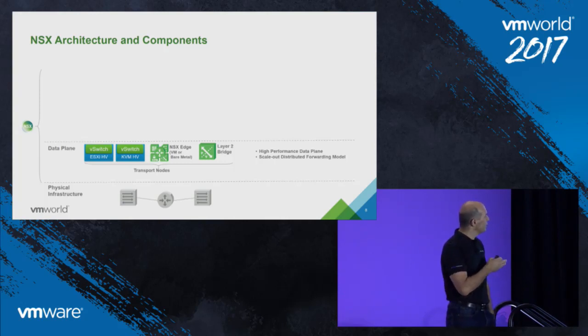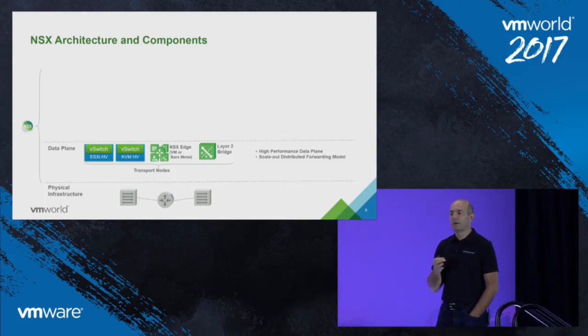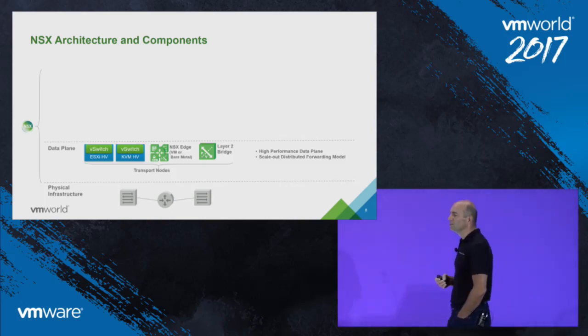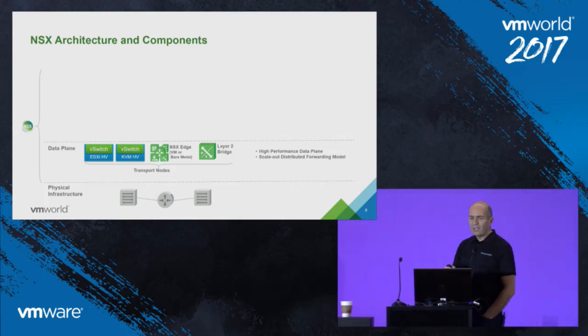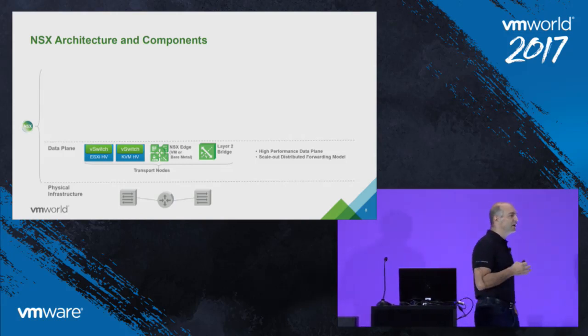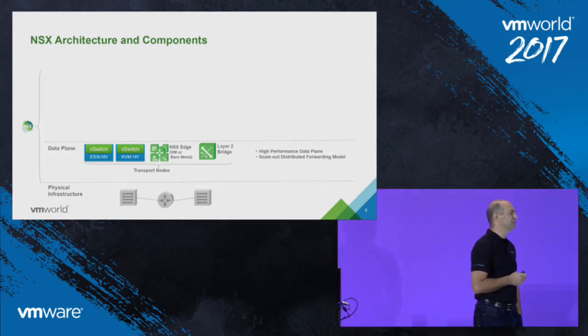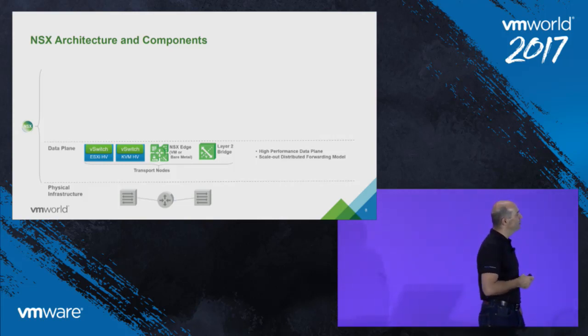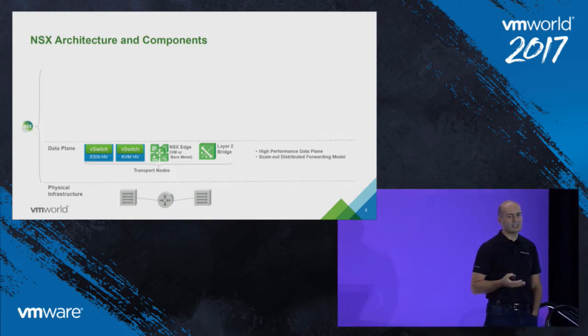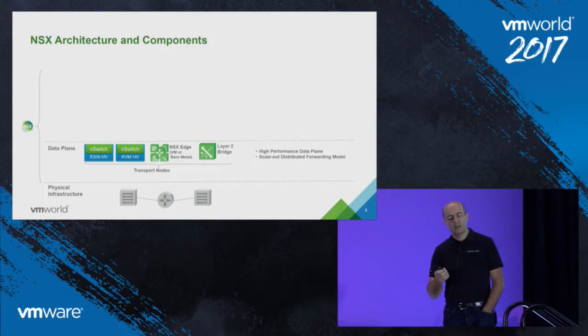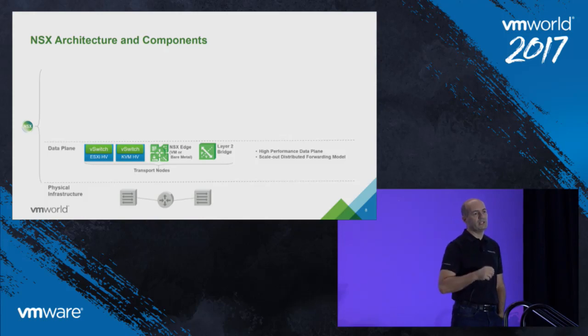The different kinds of transport node are hypervisors. So I've represented here an ESXi hypervisor and a KVM hypervisor, the two ones that are currently supported, and we might add others in the future. We have an NSX Edge, which is a kind of service appliance that we'll see in this presentation. And finally, we have a layer 2 bridge, which is in fact an ESXi hypervisor in disguise, that can bridge between the overlay model and VLAN. This is relatively a corner case, and I'm not going to cover it in this presentation.